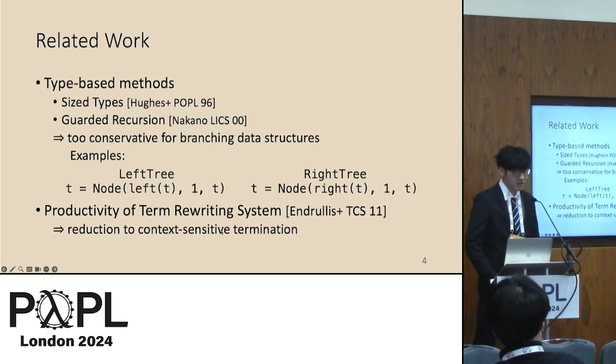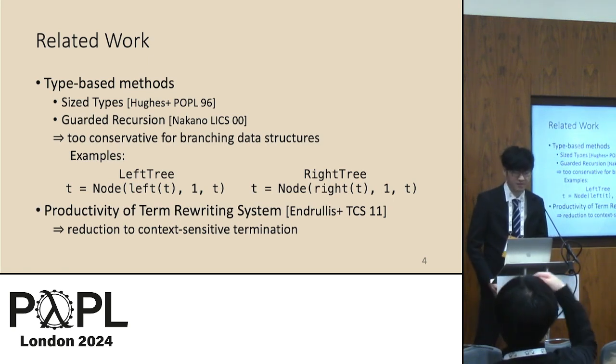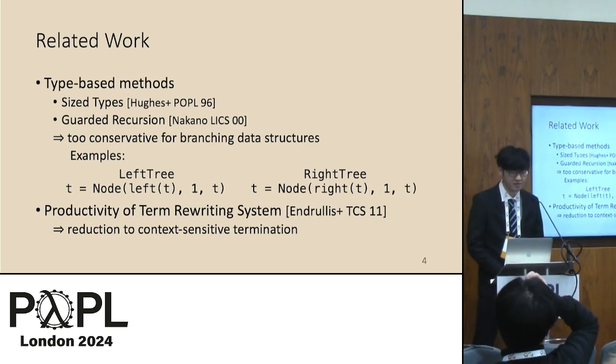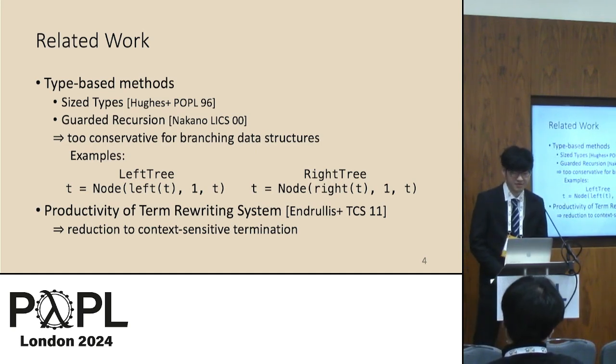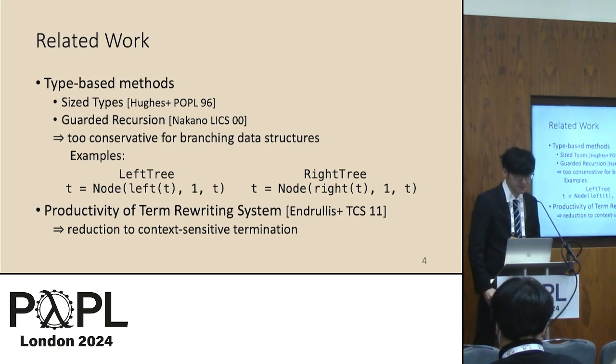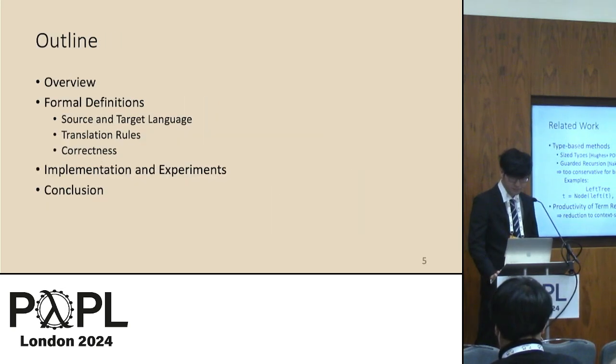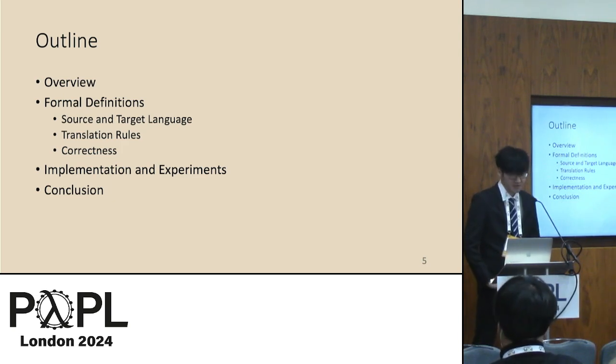The productivity of term rewriting systems is also studied. For example, Endrullis et al. proposed a reduction from productivity to context-sensitive termination. But the approach can't use an ordinary termination checker. Also, the approach doesn't directly support higher-order functions. And this is the outline of the rest of my presentation.